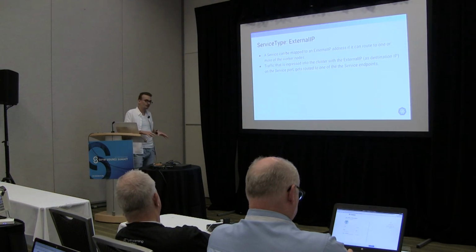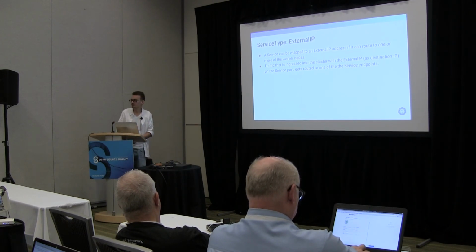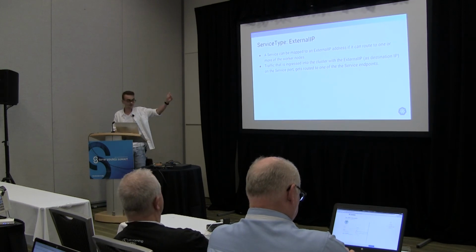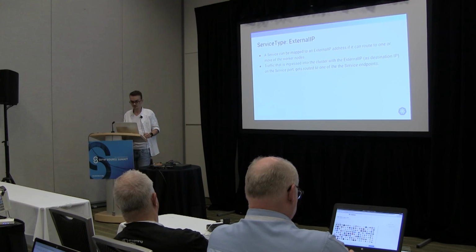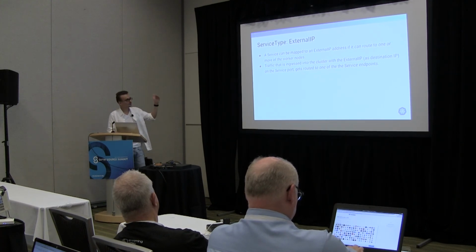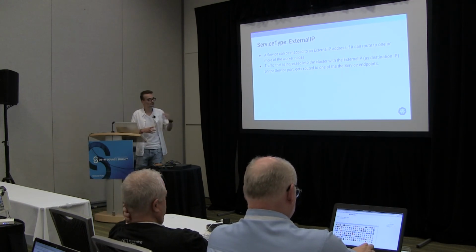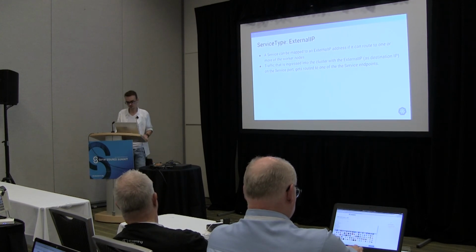Another great example, and the most well-known one, of how you can reach your Kubernetes cluster from the outer world if you are not using Google Cloud or AWS, is using an external IP. A service can be mapped to an external IP address, so it could be routed to one or a few worker nodes. In this case, traffic is ingressed into the cluster through the external IP on the service's port.